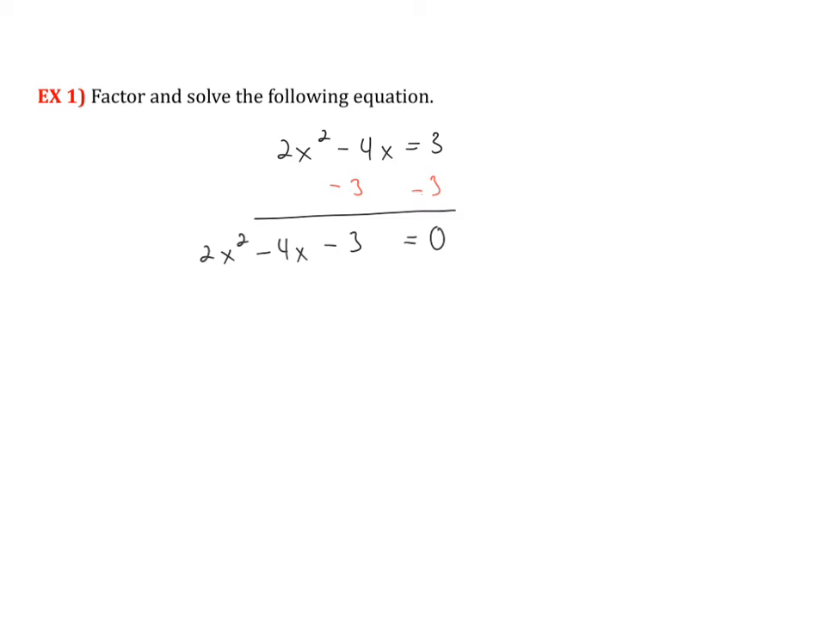Okay, now taking a look at this here, we could try to use the magic x, where you take the a value, 2, and you multiply it with the c value, negative 3. Our dilemma here, though, is that if you were to multiply this, we would get a negative 6. And unfortunately, none of the factors for negative 6 will add to give us a negative 4. So the magic x is not going to help us out here. But what will help us out is the quadratic formula.